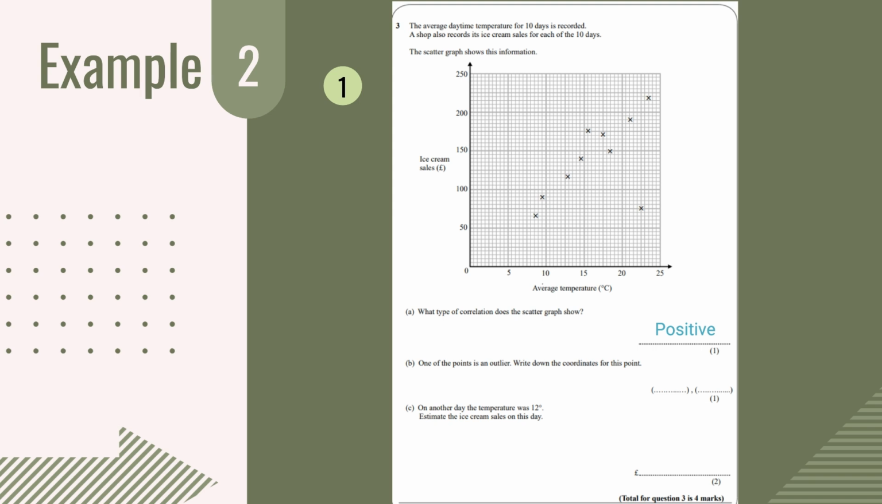Part B of the question says one of the points is an outlier. Write down the coordinates of this point. So first we go along the x-axis to get 22.5, then we go up to get 75.